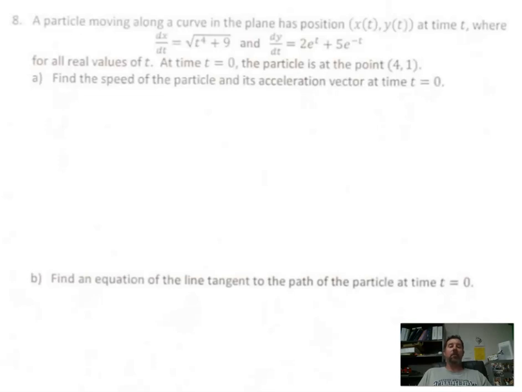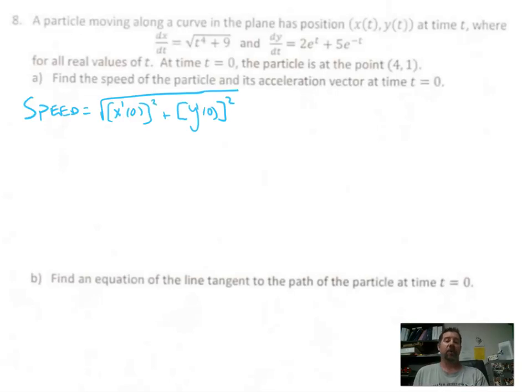At time t equals 0, the particle is at the point (4, 1). We want to find the speed of the particle and its acceleration vector at time t equals 0. So speed again is going to be the square root of x prime of 0 squared plus y prime of 0 squared. If we plug 0 into dx/dt, I get 3. And if I plug 0 into dy/dt, I'm going to get 7. So I'm going to take the square root of 3 squared plus 7 squared, and we get the speed is the square root of 58.